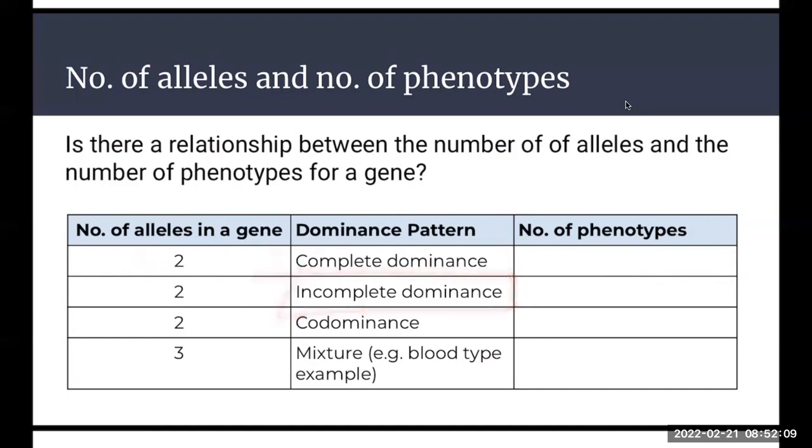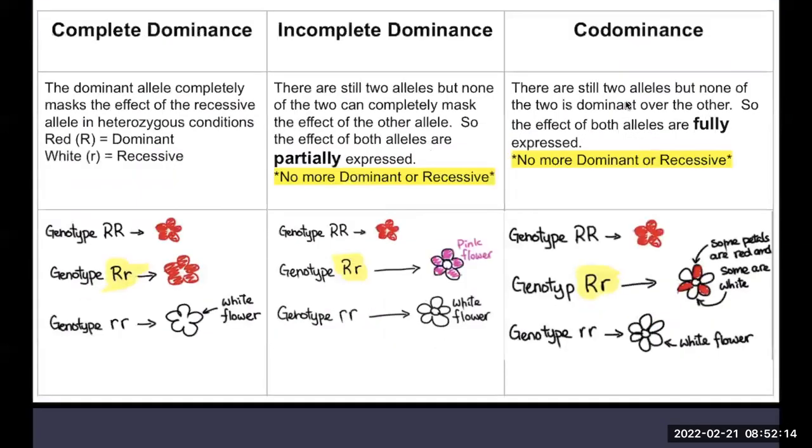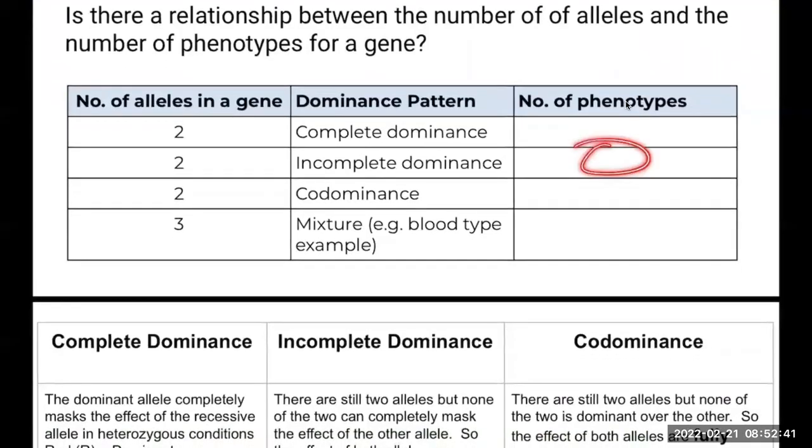Whereas incomplete dominance, there are three phenotypes. You can either get a phenotype that displays one of the alleles, and then you can have a scenario that displays the other one, or you can have a phenotype that displays the mixed up effect or the combination effect of the two alleles. So the number of phenotypes would be 3.